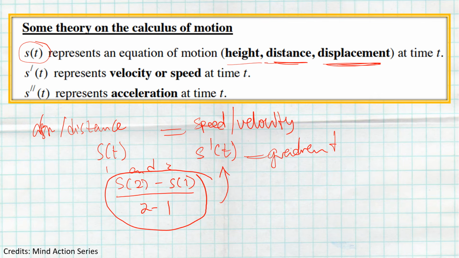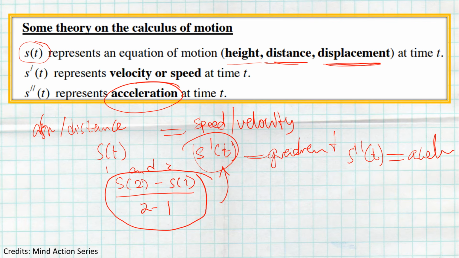Hence we are saying when you derivate your distance or displacement, you get your what? Your speed or velocity. Okay, so when you further derivate your velocity or speed, now you get the second derivative of this, you'll get your what? You'll get your acceleration, okay, as denoted here.